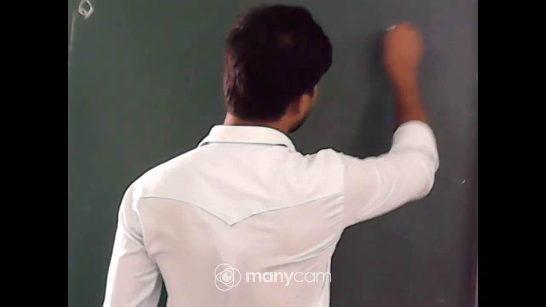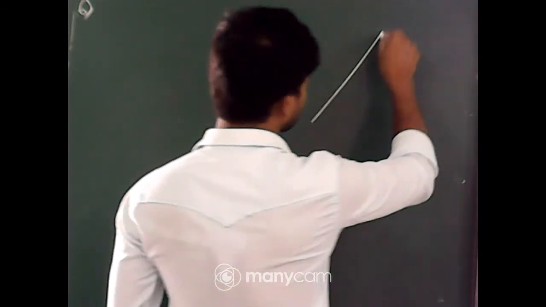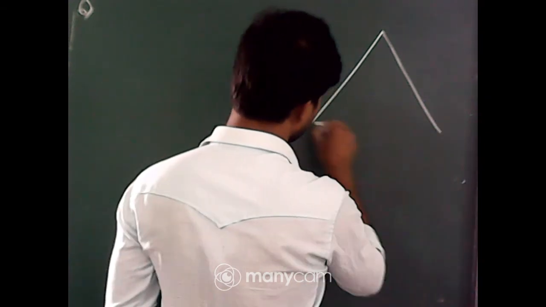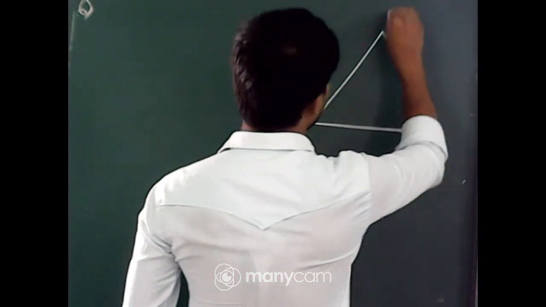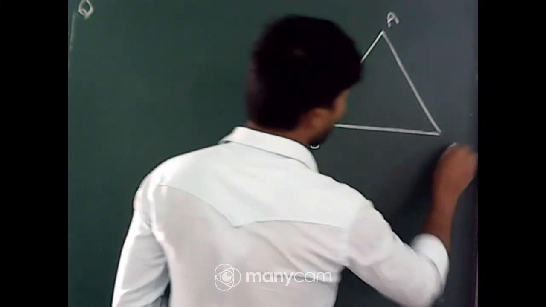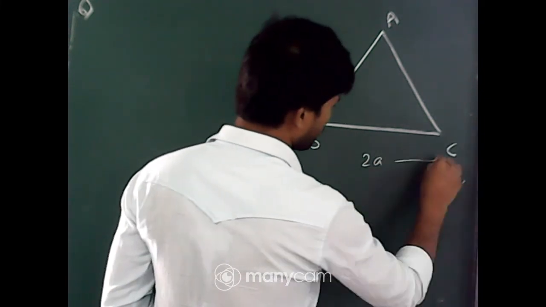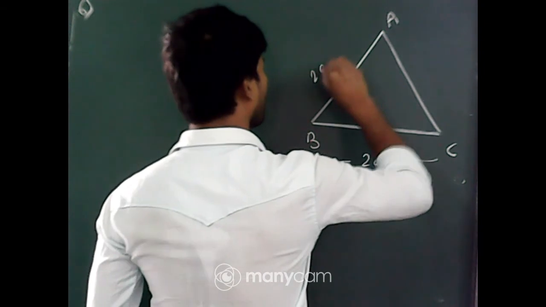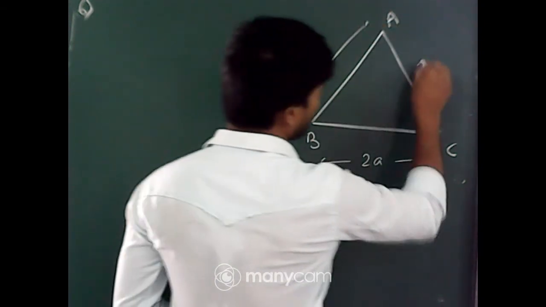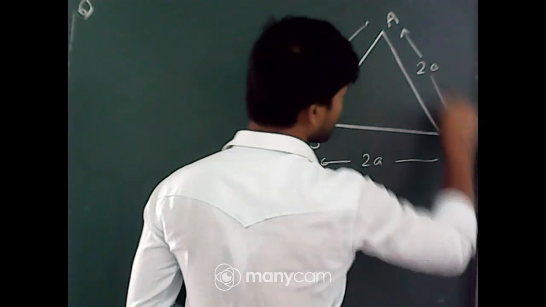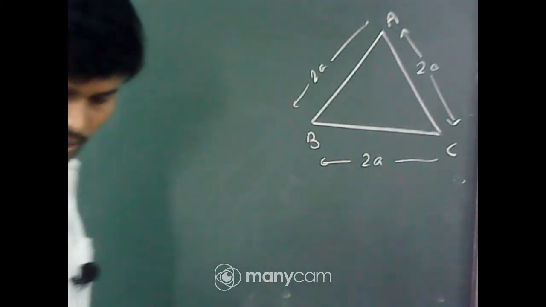ABC is an equilateral triangle with side 2A. So we know equilateral triangle means a triangle whose all sides are equal. So let us draw an equilateral triangle. Let ABC be an equilateral triangle whose all sides are equal to 2A. So the length of this side is 2A, the length of this side is also 2A, and the length of this side is 2A.